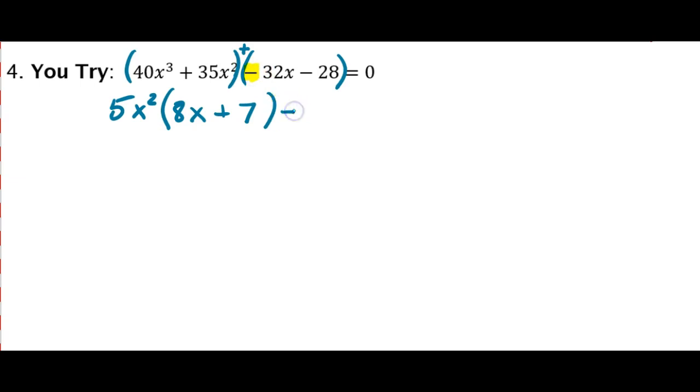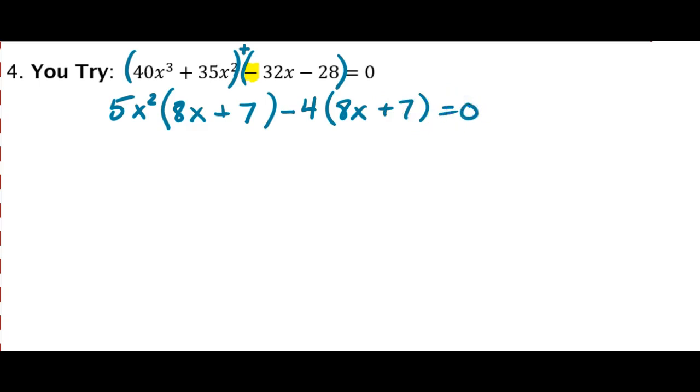From my second group, because I have this negative here that's in front, I have to factor out a negative number. Between 32 and 28, the greatest common factor is 4. So I'm going to take out a negative 4. I don't need to take out any x's. And then left over, I would have the opposite signs left over. So negative 32x divided by negative 4 would be positive 8x. And then negative 28 divided by negative 4 would be positive 7. So everything switches, all the signs in the second set of parentheses.